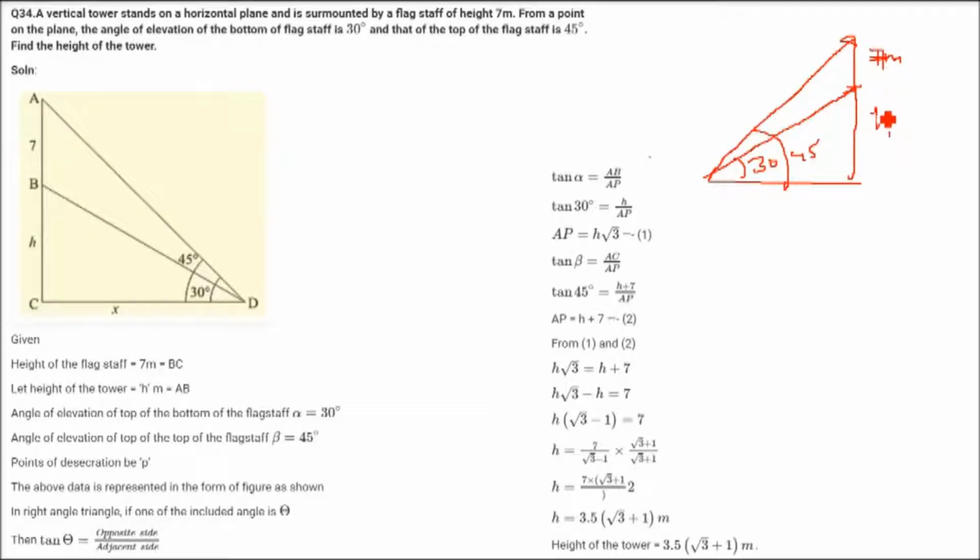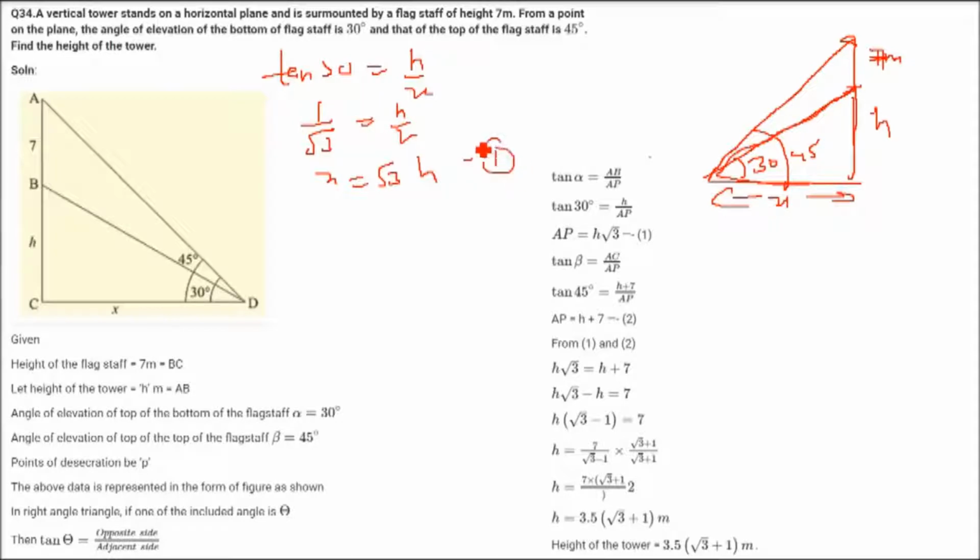So let us take it as h. So what we will do, we will take this as x. First we are going to take the smaller triangle, that is the 30 degree triangle. So tan 30 will be perpendicular by base, h by x. So tan 30 is 1 by root 3, equal to h by x. So x is root 3 h. This is our first equation, right?